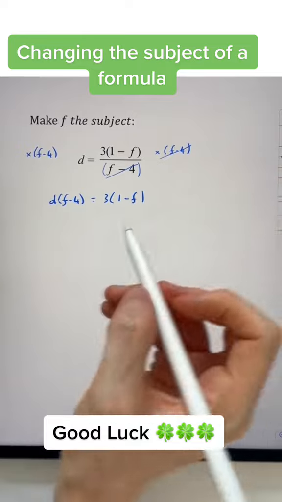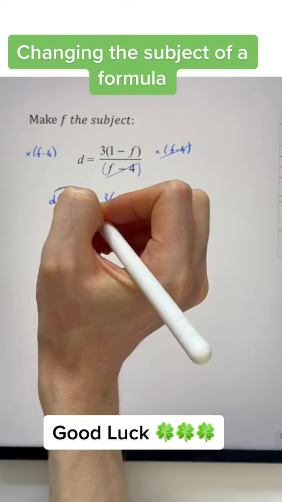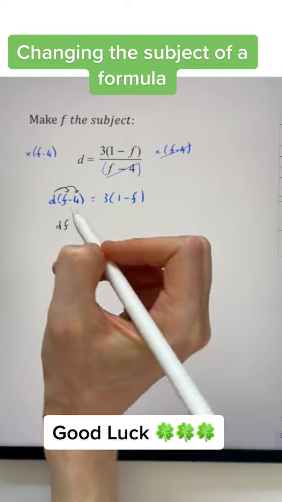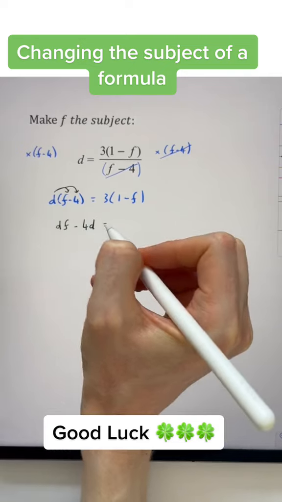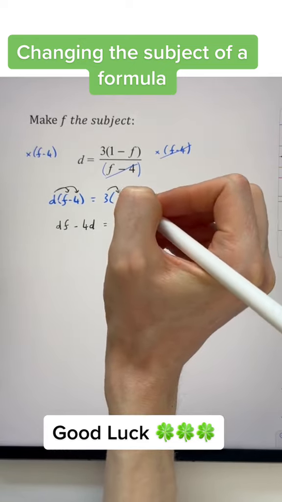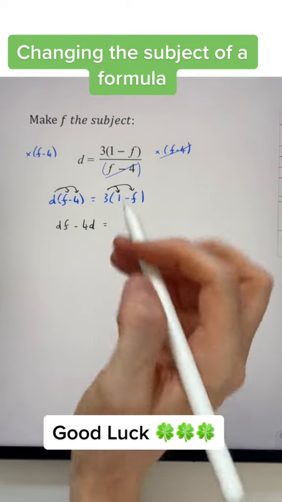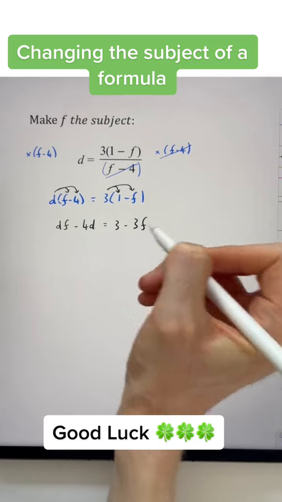Expanding the single bracket on each side of my equation. On the left-hand side, whatever's directly outside, I multiply by each term directly inside. d times f will give us df, and d times negative 4 will give us negative 4d. On the right-hand side of our equation, again we've got a single bracket. Whatever's directly outside, we multiply by each term directly inside the single bracket. 3 times 1 gives us 3, and 3 times negative f gives us negative 3f.